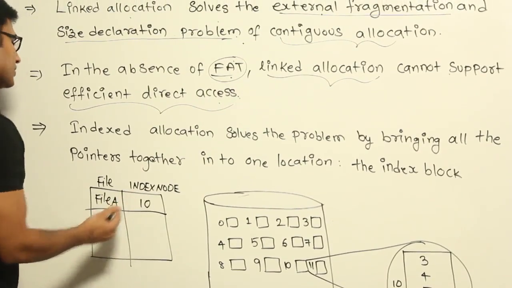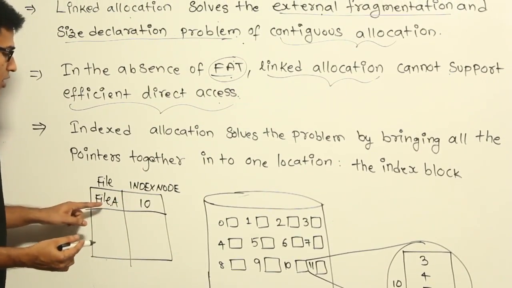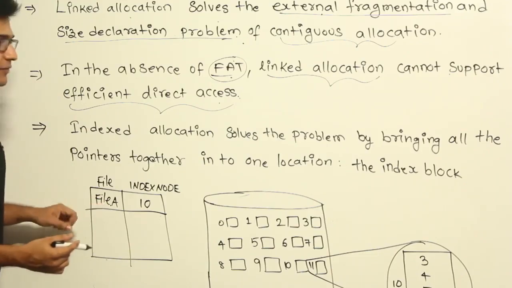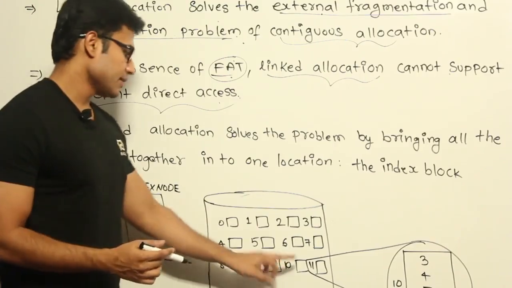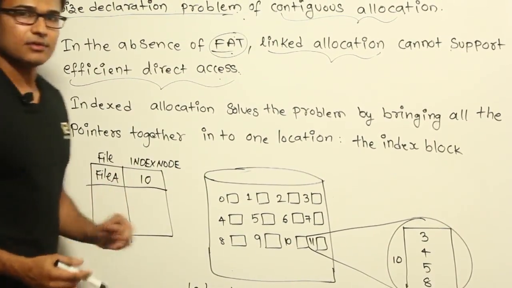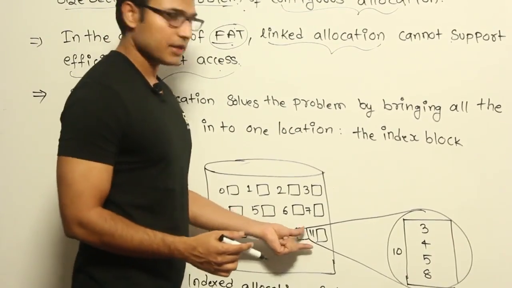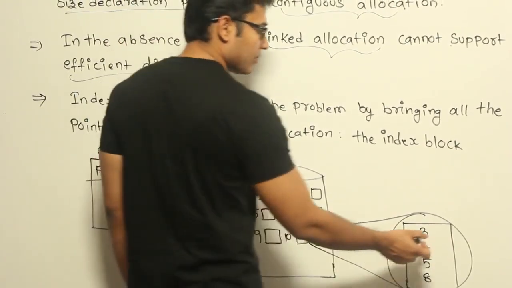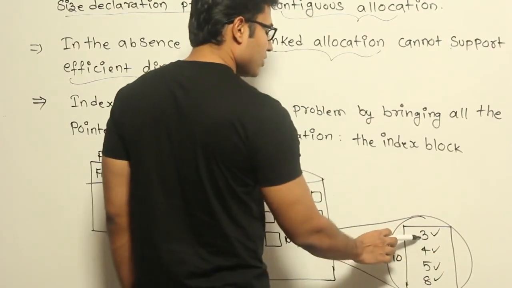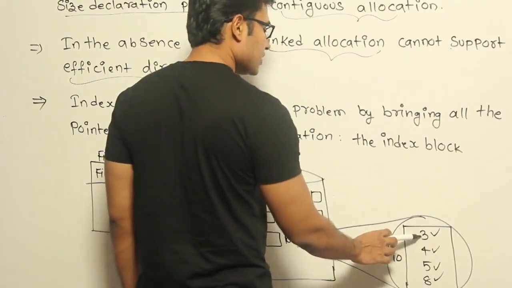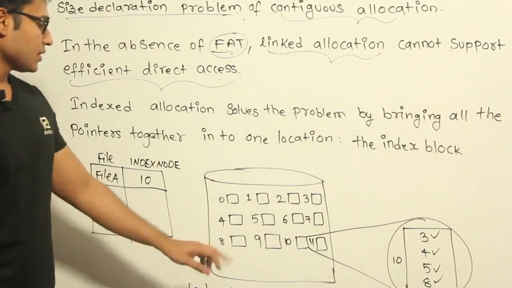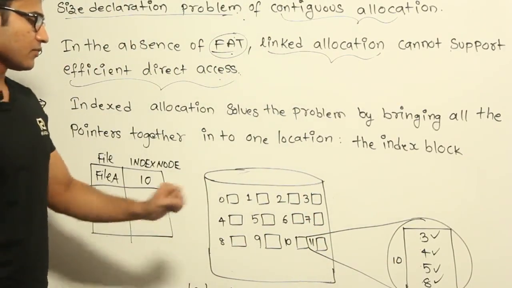Now by looking at this index node, you will find out what are all the blocks which are allocated to file A. For example, let us say the index node of file A is 10. Now if you go to that particular block, in that block you can see that the block numbers are listed as 3, 4, 5, 8. It means that the blocks of the file are allocated in the physical blocks 3, 4, 5 and 8, right? So this is what is in the indexed allocation of the disk.